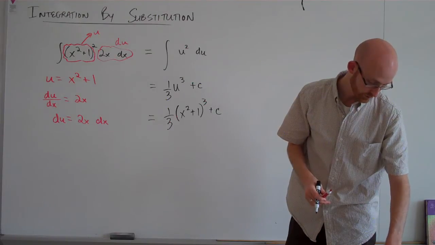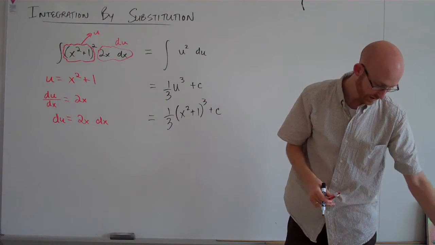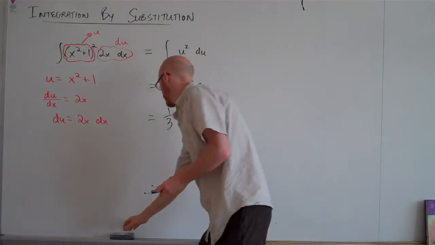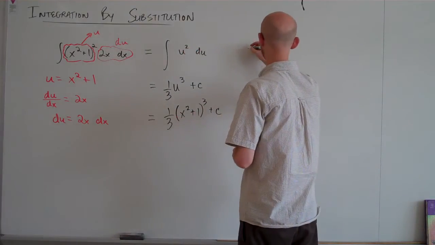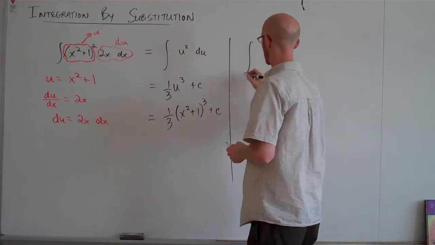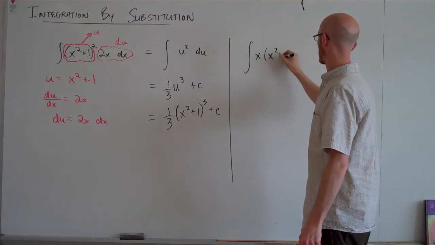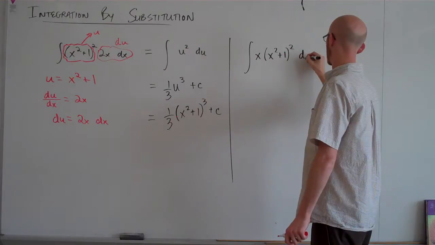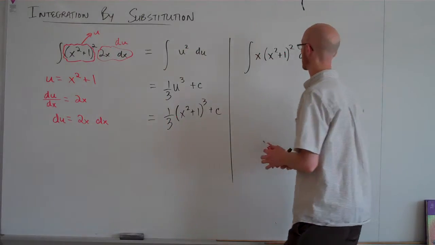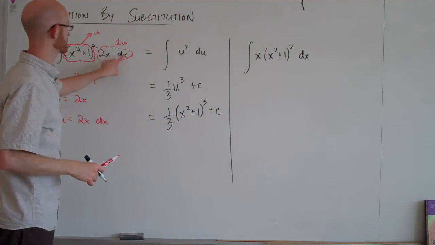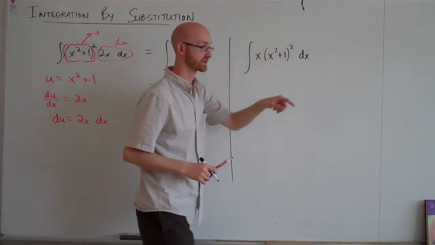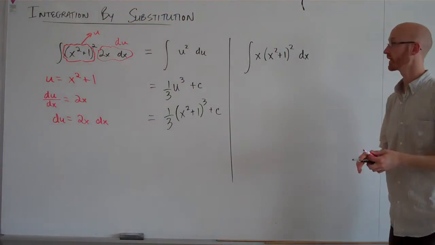Okay, so I'm going to move on in that PDF to this problem. The integral of x squared plus 1. Very similar question, although you can notice that instead of 2x dx, I now have an x dx. And that's going to present a little bit of a problem.